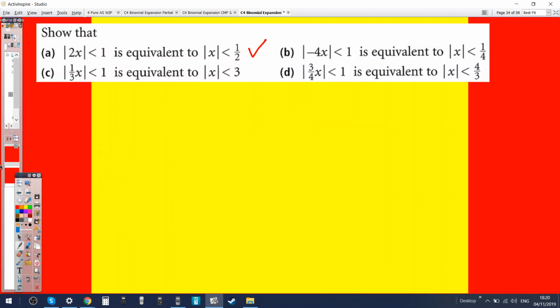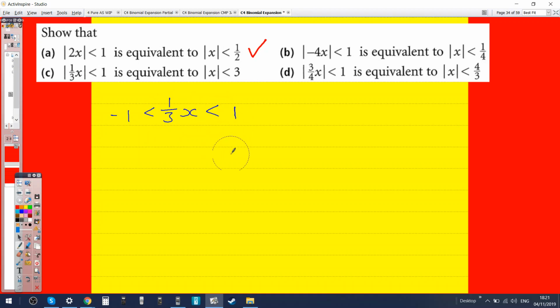Okay, let's try these. So we did A, let's try B. Show that a third x less than 1 is equal to x less than 3. So you write minus 1 is less than a third x, which is less than 1. And that becomes, you multiply it by 3. So minus 3 is less than x, which is less than 3. So magnitude of x is less than 3. Great. I'm happy.